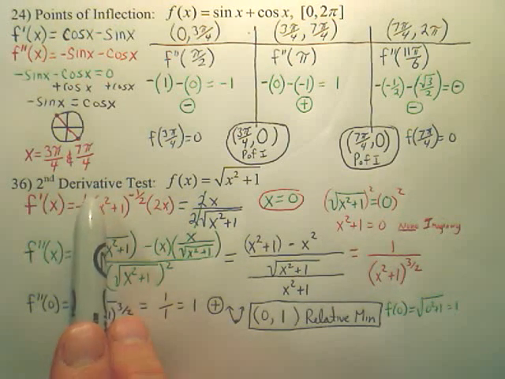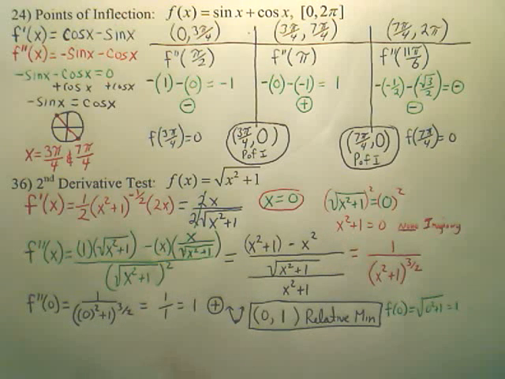So find your critical numbers, plug your critical numbers into the second derivative. Now you didn't actually have to simplify this down to here. You could have plugged 0 in up here and dealt with all the math. It would be just as easy. And if you like that, instead of dealing with simplification, do it.